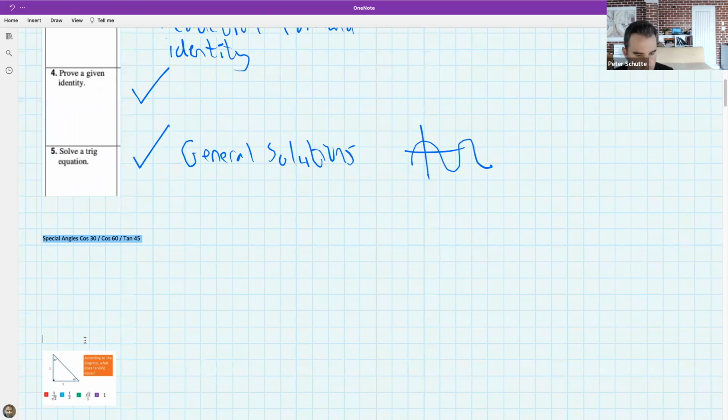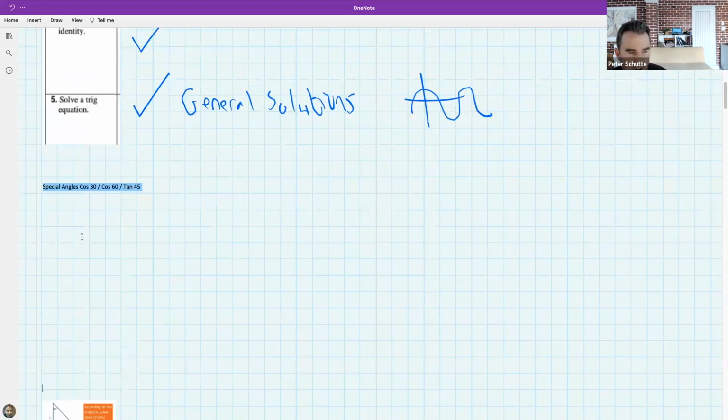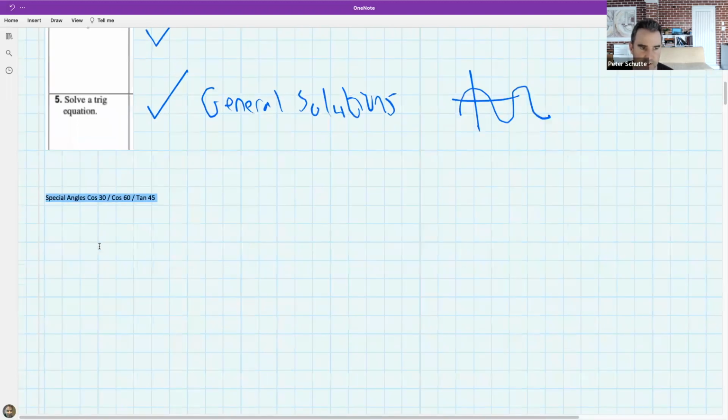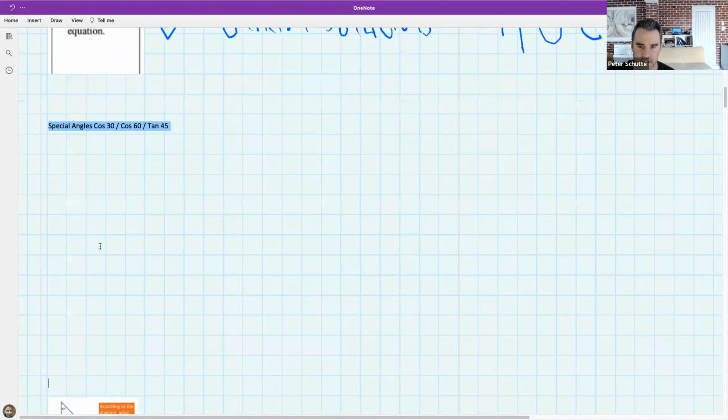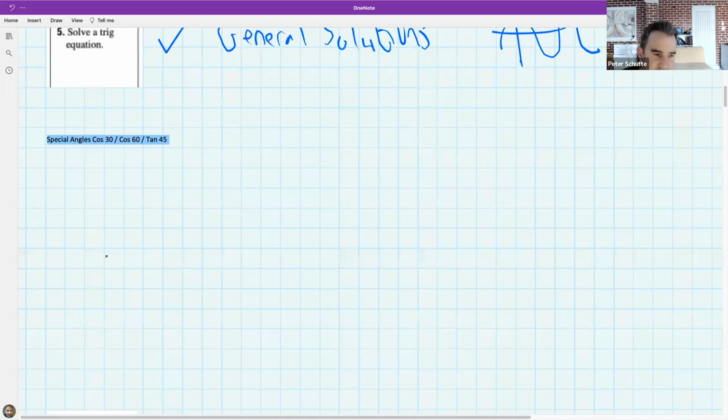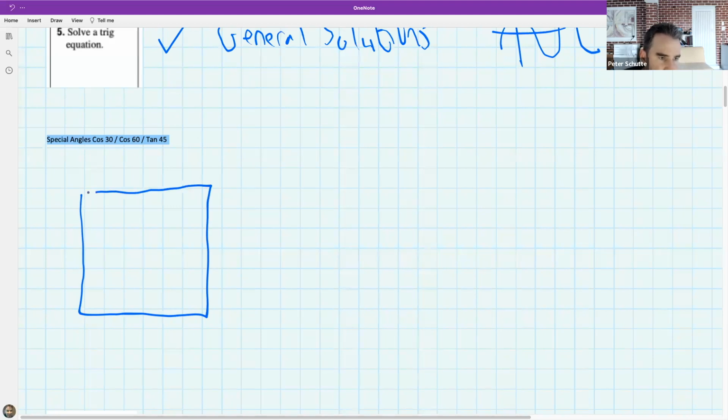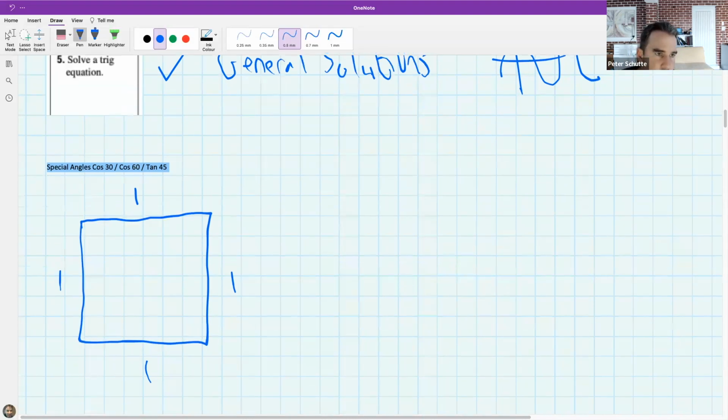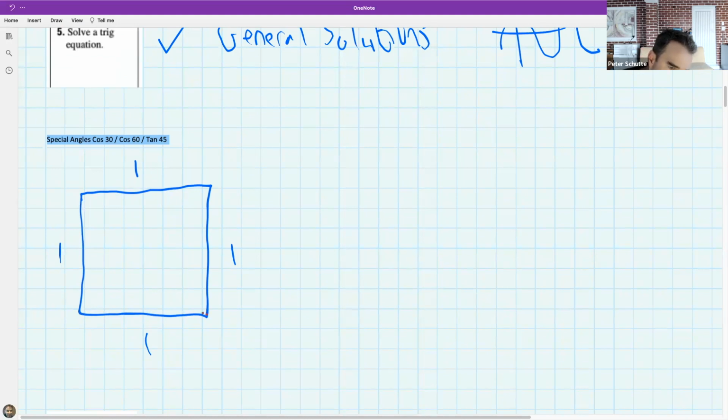Okay, so what we need to do is we need a way of evaluating some of the special angles like cos 30, cos 60, and tan 45 easily. And so without using a calculator, we need something to base that on. So let's start with a square. A square which has length 1 all the way around, and a square will always have angles that are 90. I want everyone to work out what the length of the diagonal is on the square. So work it out for me, and you can pop it in the chat. What's the length of that diagonal over there?